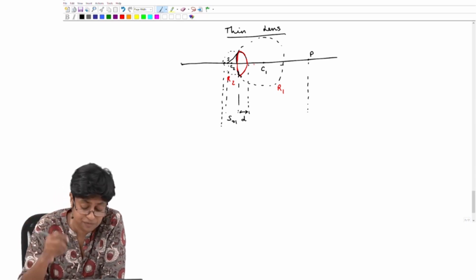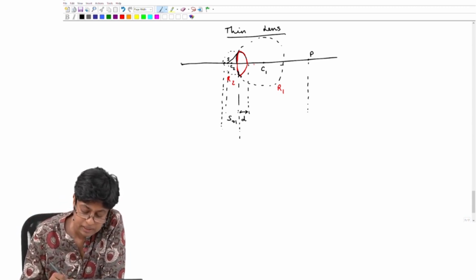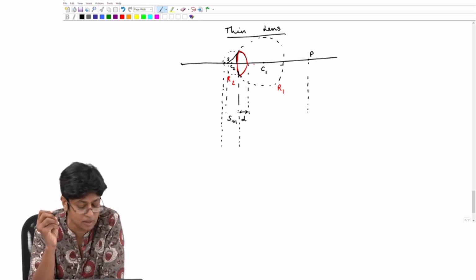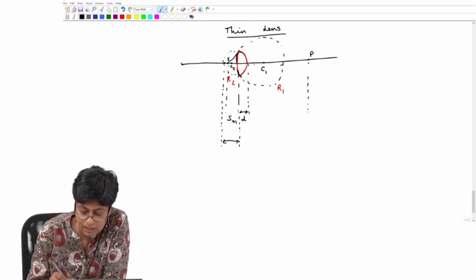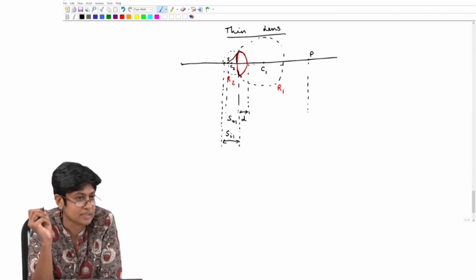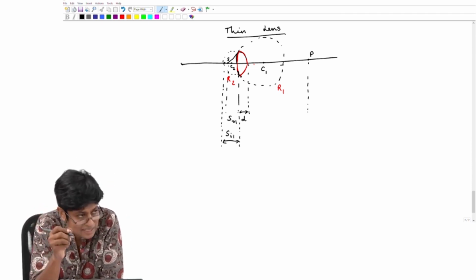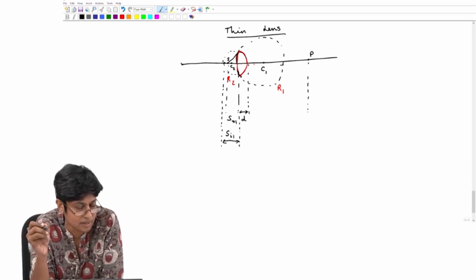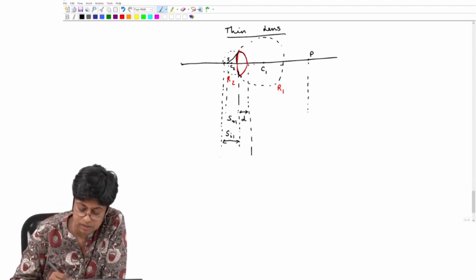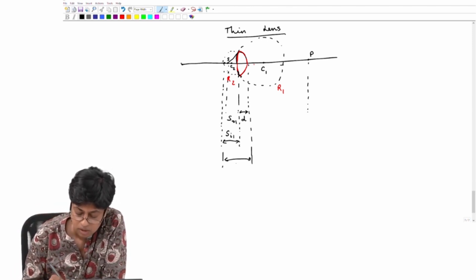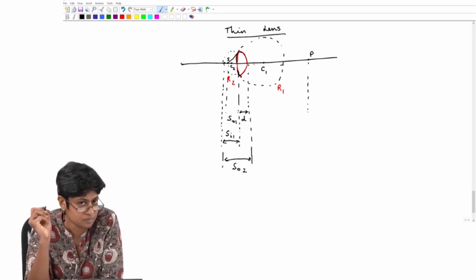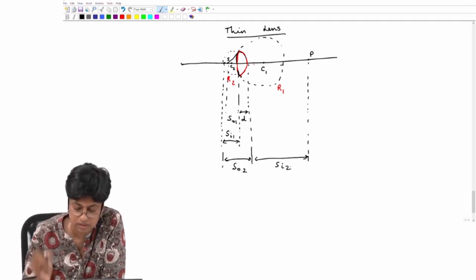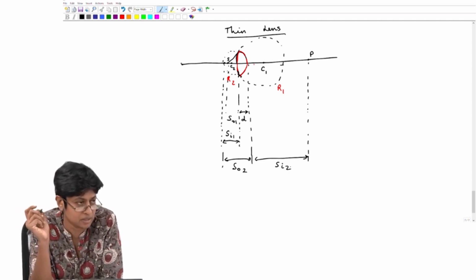Whenever we are dealing with lenses, we always measure distances from the vertex of the lens. So, this is my first image, so I call it SI1. This image acts as the object for the second interface. So, for the second interface, this is now object distance 2, and this is image distance 2. P is where the final image is formed.